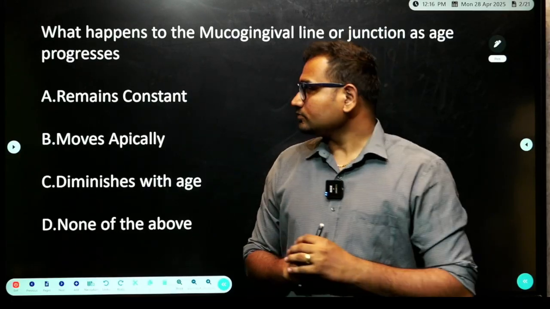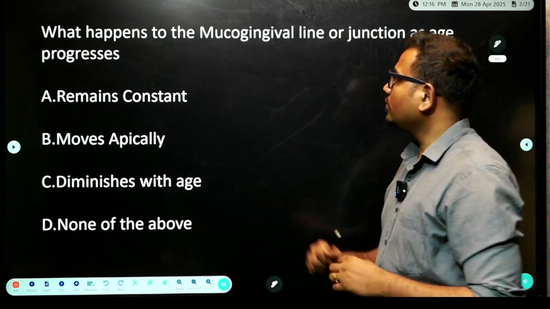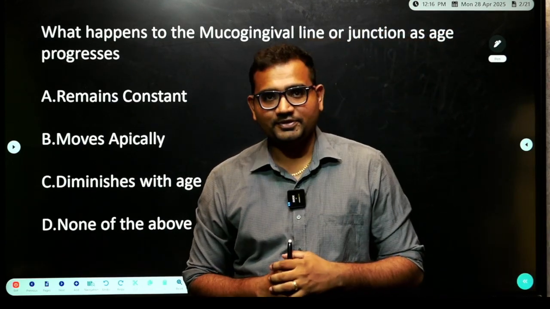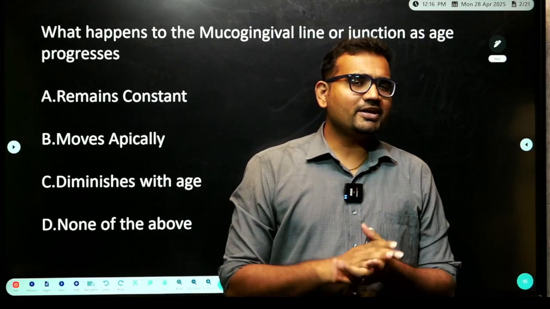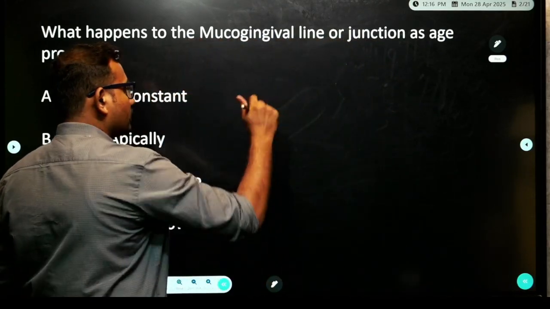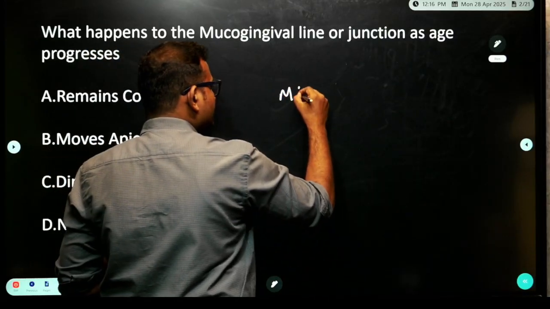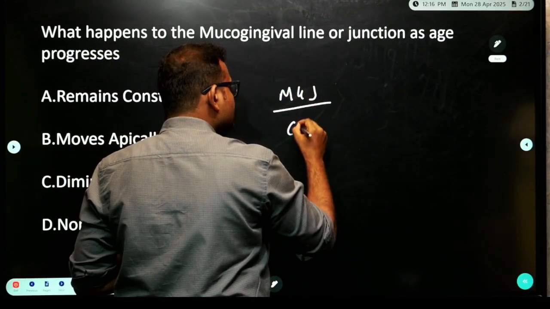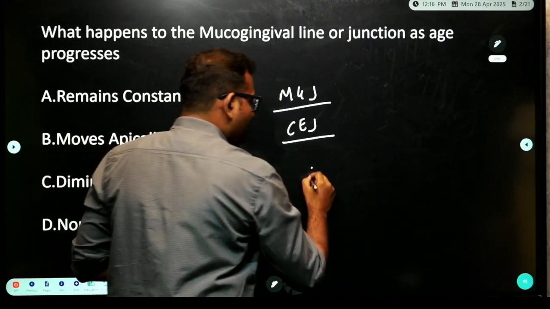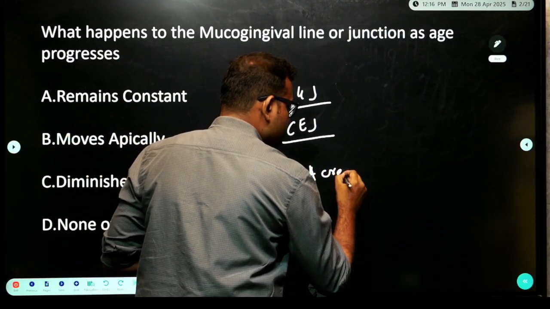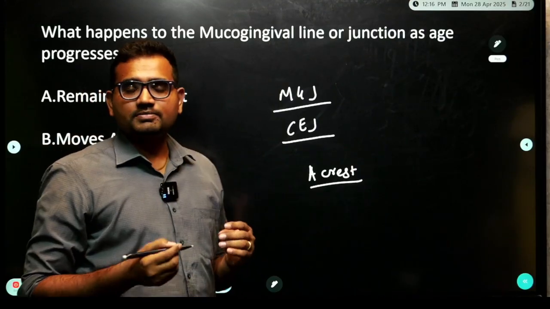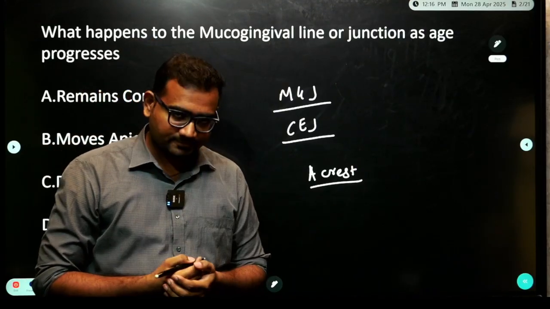Okay. So reading the first question: what happens to the mucogingival line or junction as the age progresses? Let me tell you a few constant structures present in your oral cavity. The mucogingival junction is one constant structure. The cemento-enamel junction is one, and sometimes the alveolar crest is a constant structure. Although it changes with pathology, sometimes it might act as a reference line.